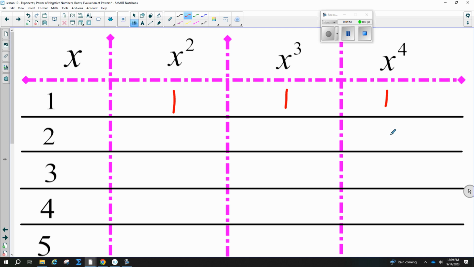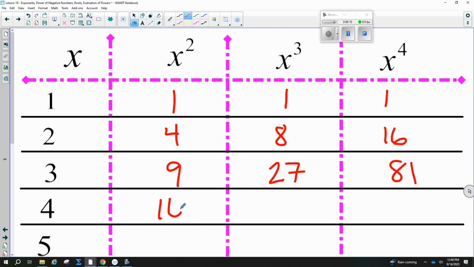What's 2 squared? All right, what's 2 cubed? 8. What's 2 to the 4th? Okay, 16. All right, now let's do 3 squared is? Okay, 3 cubed is? 3 to the 4th is? Okay, let's do 4 squared is? 4 cubed is? I think it's 64. And 16 times 16. Yeah, 256.